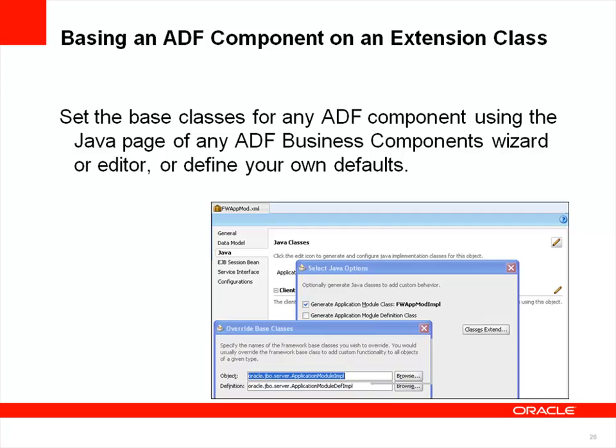For example, if you want to mark rows as deleted or move them to a logging table rather than actually deleting them when any row is marked for deletion, you could override the remove method of the entity impl base class, and this would implement the behavior across all entity objects that extended the base class.